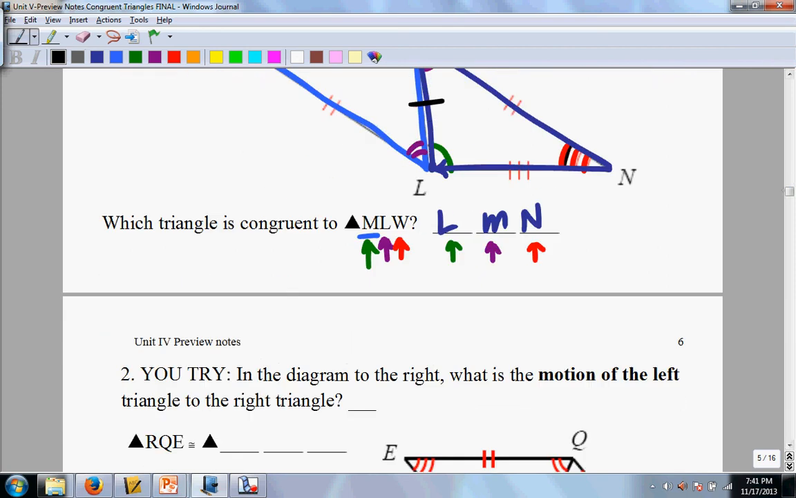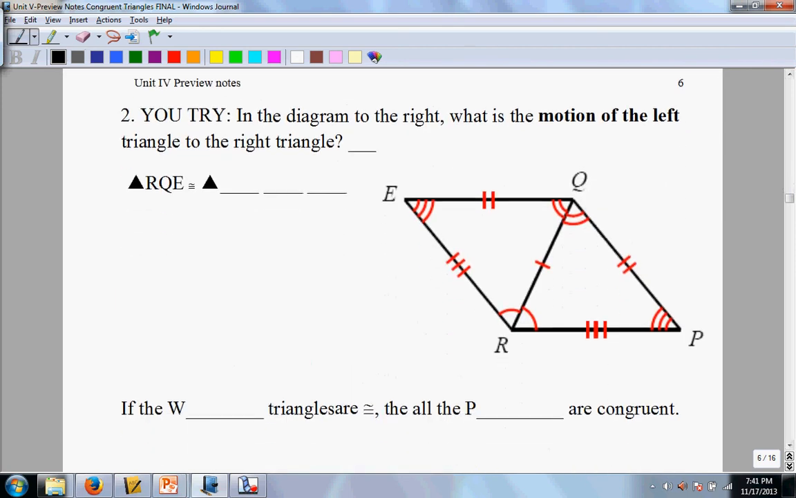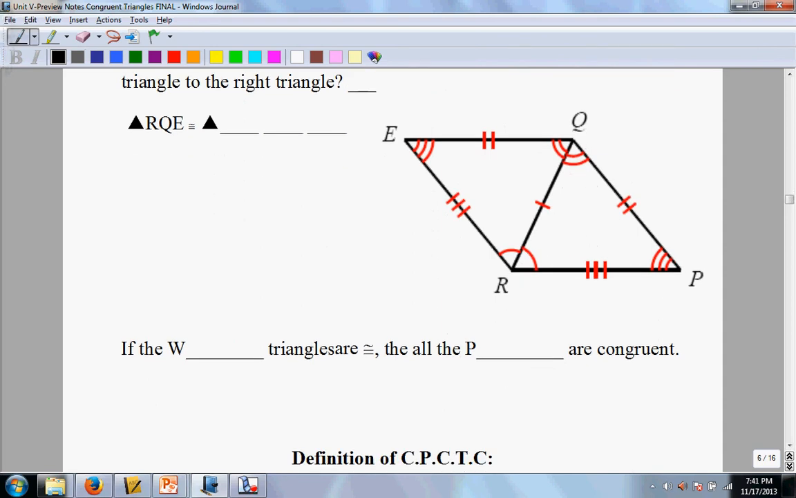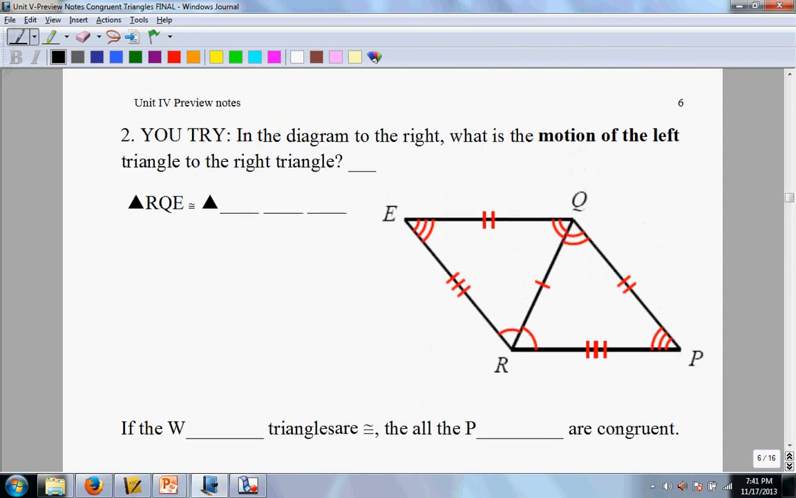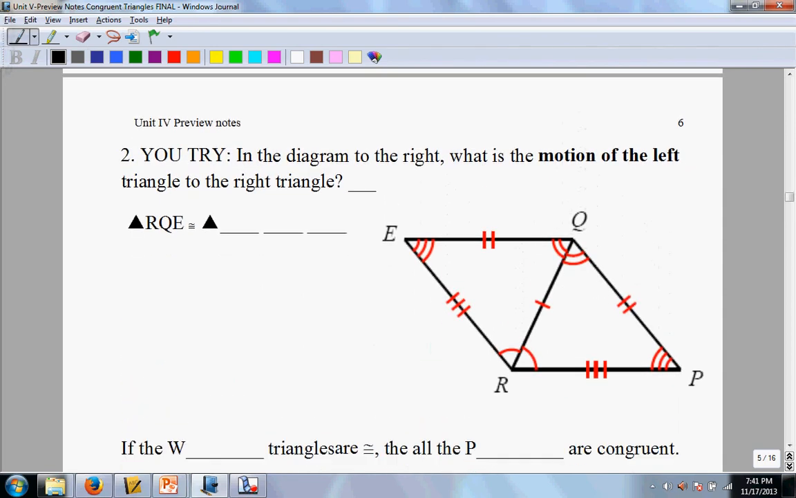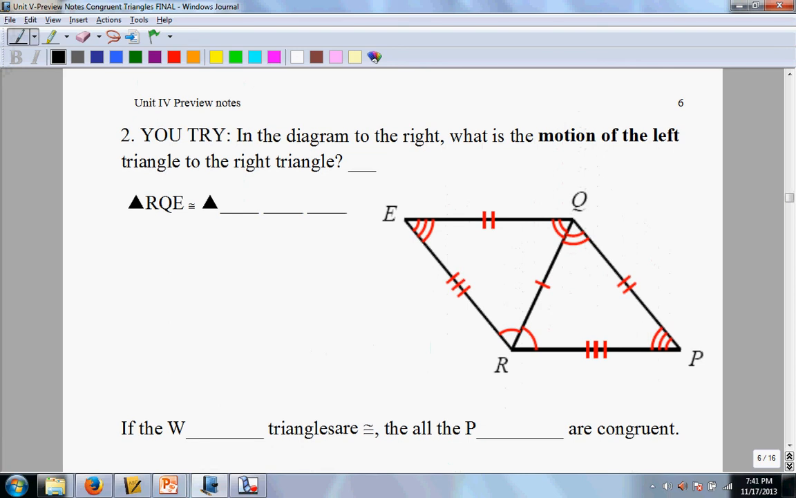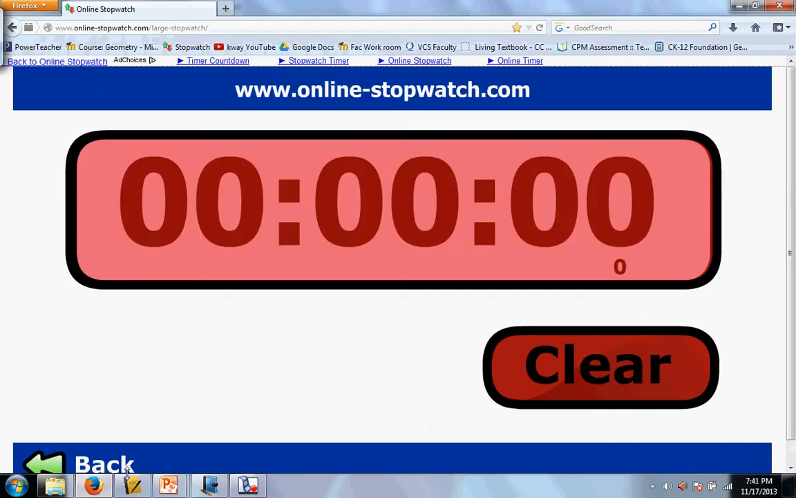Let me see if you understand this. I'd like you to take a shot at this one. Identify the motion from the left triangle to the right. Identify the motion, then align the vertices. I'm going to give you 30 seconds.